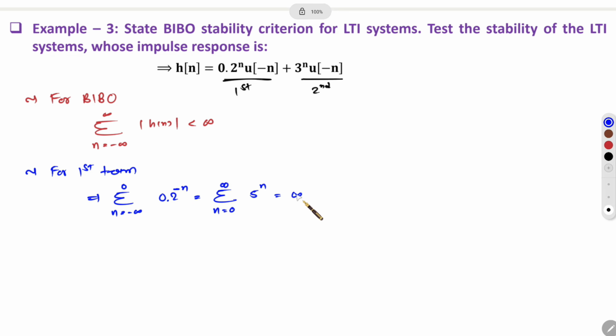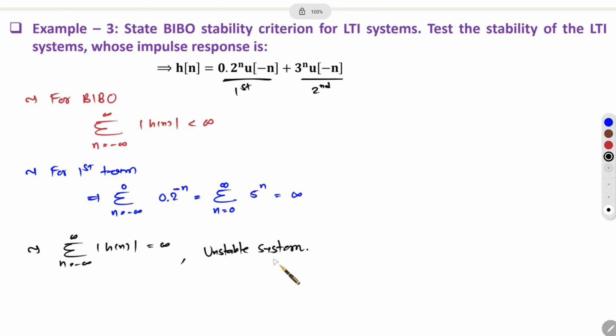As this is infinite, the total addition of the first and second term will be infinite. So in our case, if you talk about the summation where n ranges from minus infinity to plus infinity of h of n, then this is infinite. It means the given system is an unstable system.